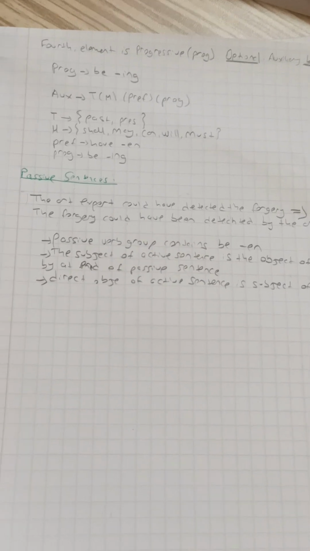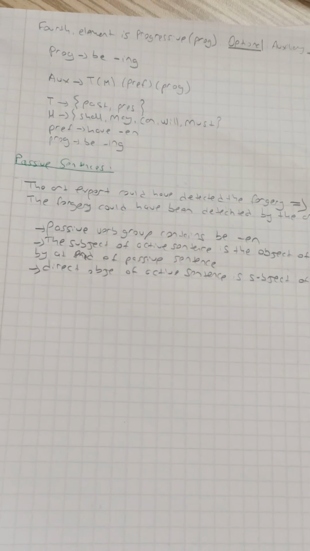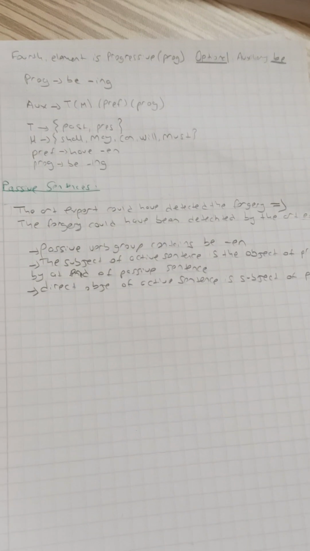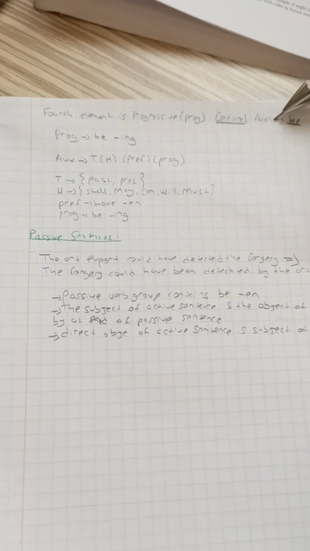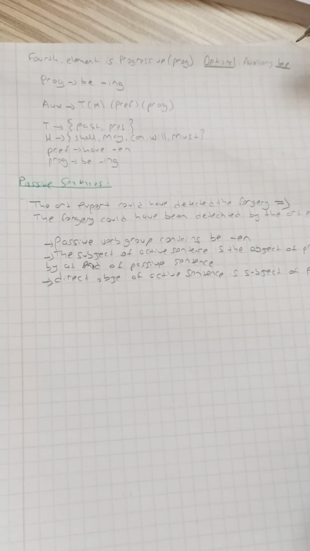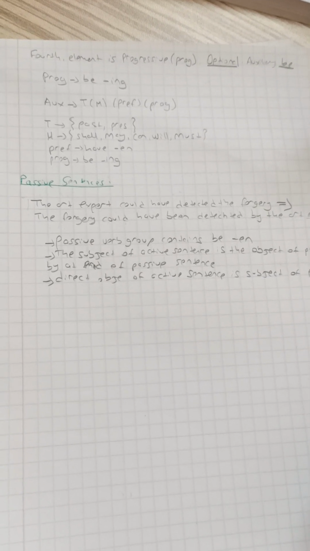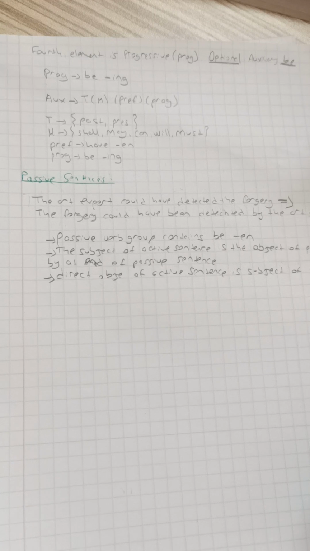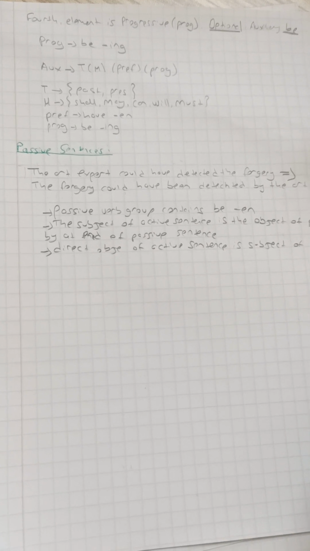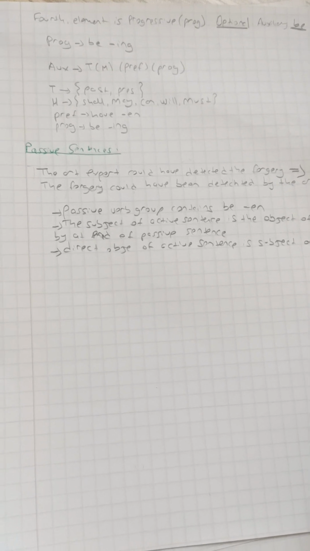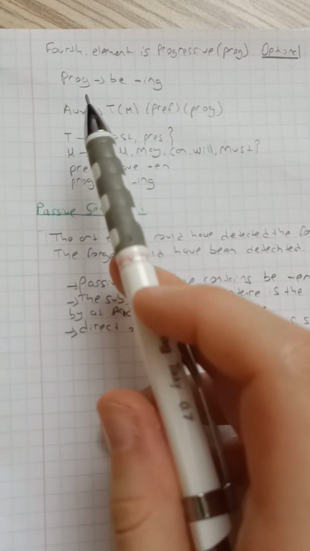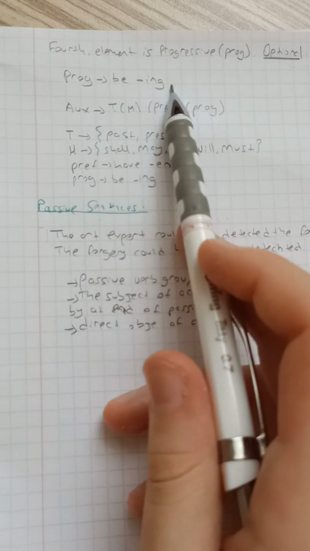And the fourth element in the verb group is progressive. Prog is also optional, and it contains auxiliary be, and in the active voice the form following be is always the main verb. We account for this sequence with the following phrase structure rule: prog is extended to be and ing.